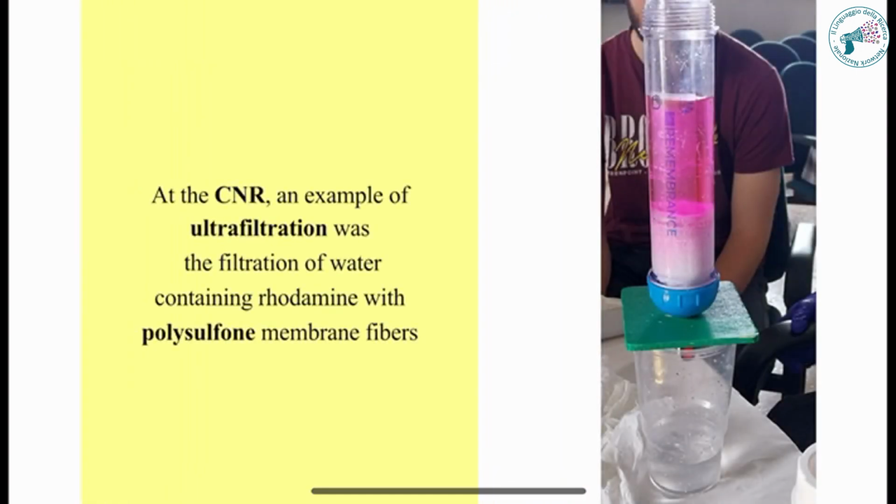An example of ultrafiltration carried out at CNR was the filtration of water containing rhodamine, that is a fuchsia dye. First, polysulfone membrane fibers were ground into a fine powder, which, when compacted in a plastic tube, was used as a filter to separate the rhodamine from the water.